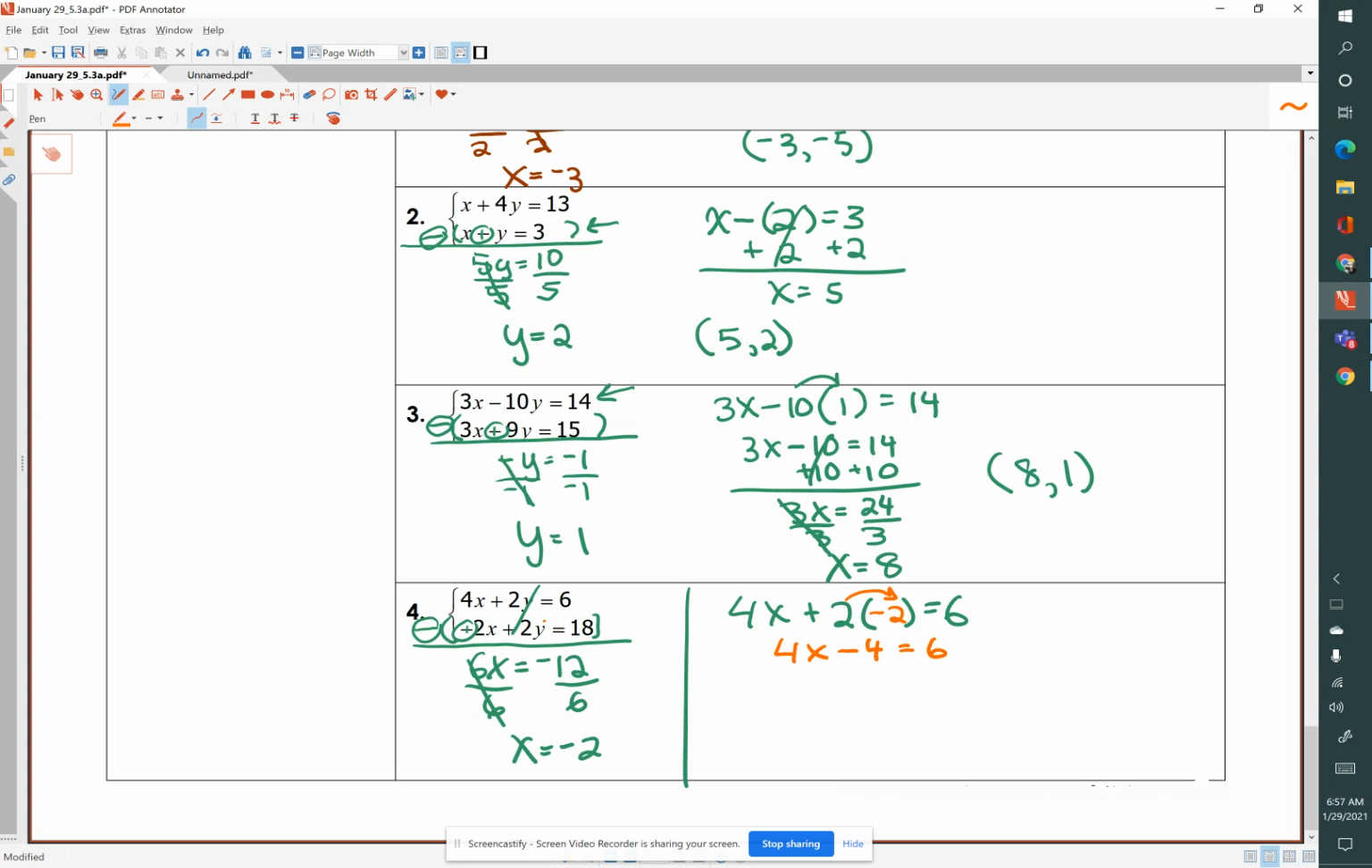Let me see, did I copy that right? I just want to double check. Oh, I know what I did wrong. Look what I did, students. I substituted for y. Silly me. Let me redo it again. See, even the math teacher makes mistakes.